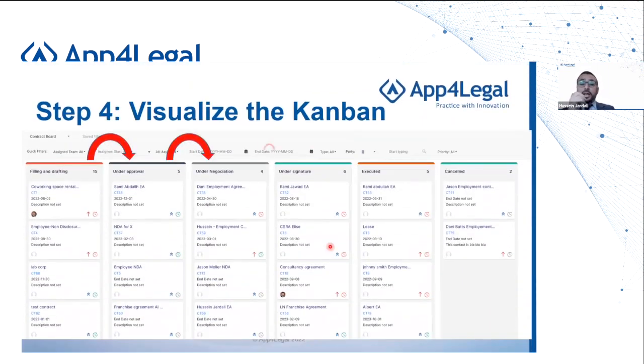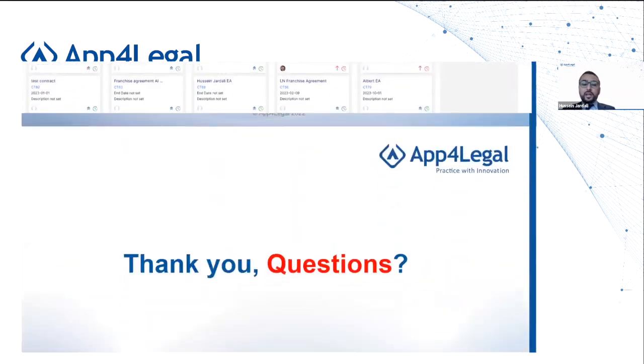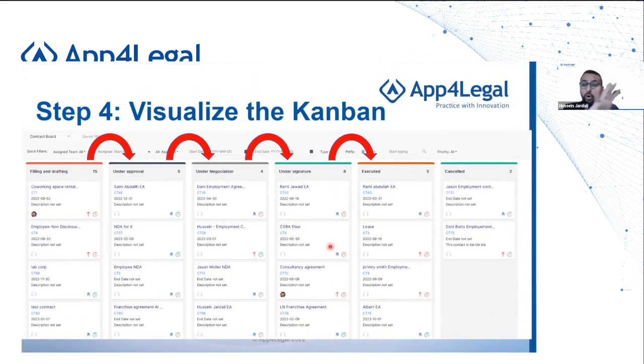And again, at the end of the day, you will have an overview, like in one page, of how to visualize your Kanban. What are the contracts under filing and drafting, under approval, negotiation, signature, execution, or the ones that are canceled and so on and so forth. So very important to visualize the Kanban in one place.